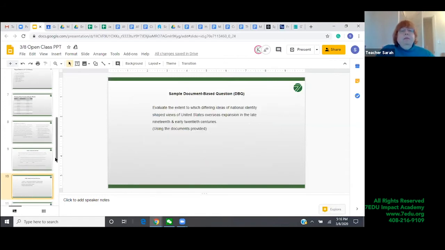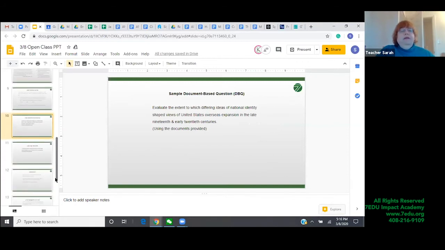Okay, document-based question, also known as the DBQ. For example, this one: evaluate the extent to which differing ideas of national identity shape views of the United States overseas expansion in the late 19th and early 20th century. And you'd use the documents they give. Remember, they're going to be giving you 7. You have to use at least 3. You want to try to use at least 6, because then you get the extra points.